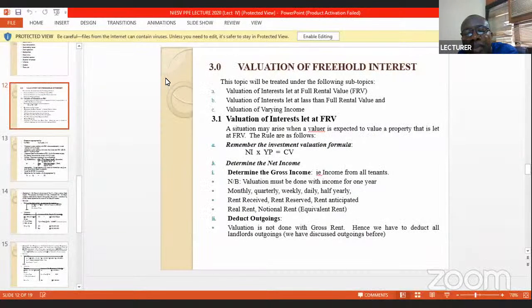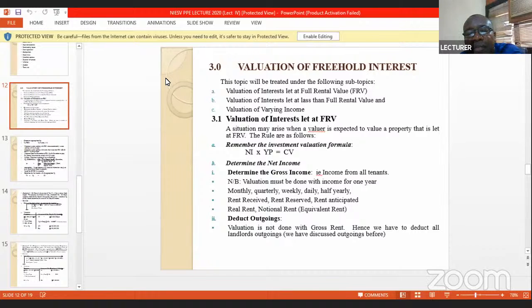When you are given a property to value, the first thing is to find out which interest you are valuing. One of the first things you will do is to find out whether you are valuing freehold interest or leasehold interest. The topic we are now looking at is valuation of freehold interest.